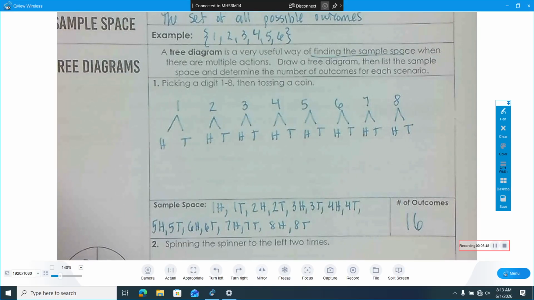Wowza. That seems like a lot of work. Does it seem like a lot of work?